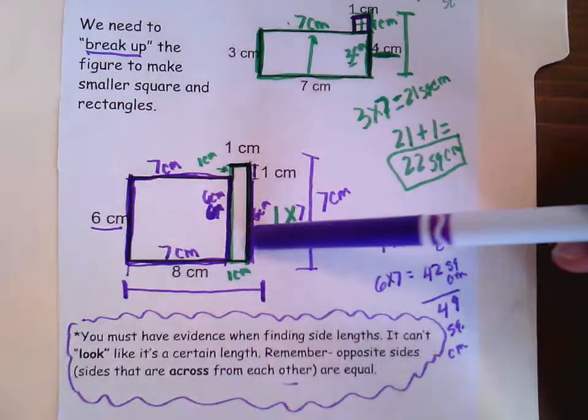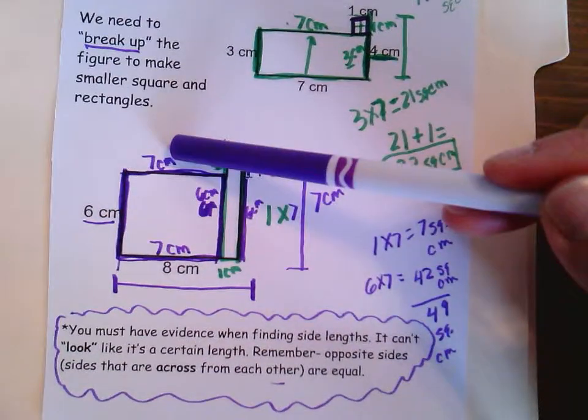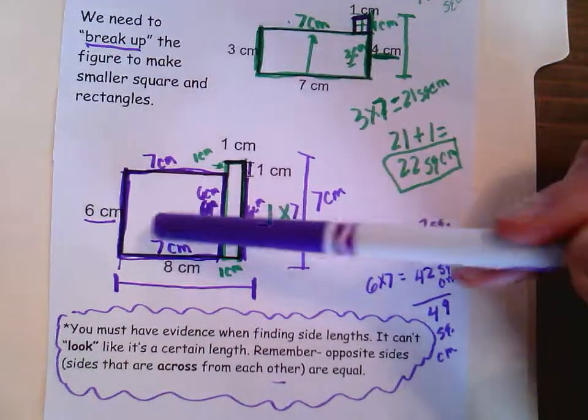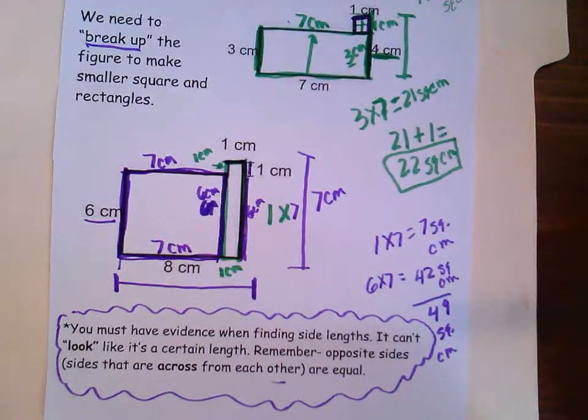And opposite sides are across from each other. They're never attached at a corner. So I can't use this to help me figure out this side. We can only look straight across and straight up and down, never on that diagonal. That will never work for us.